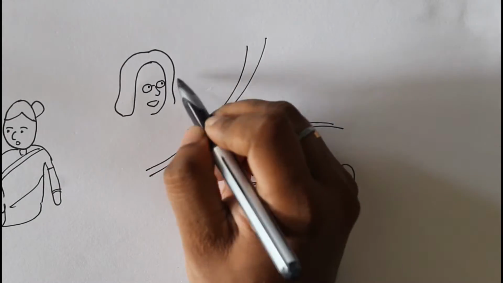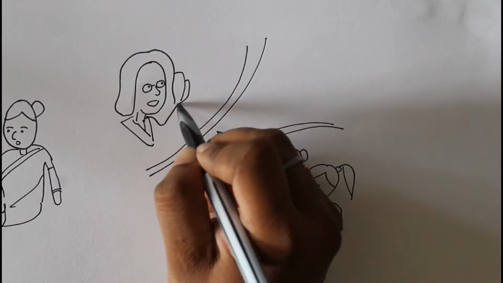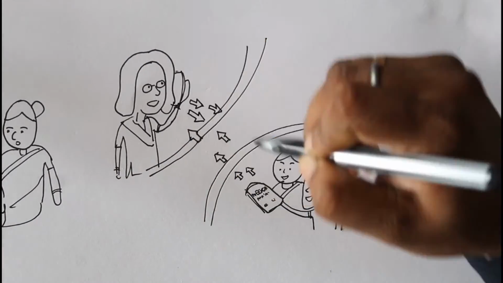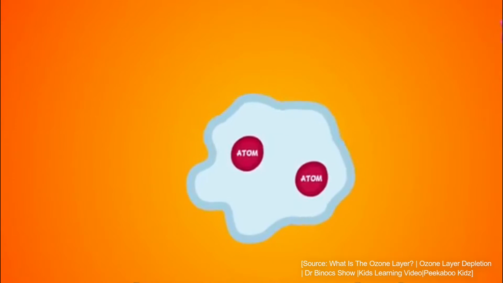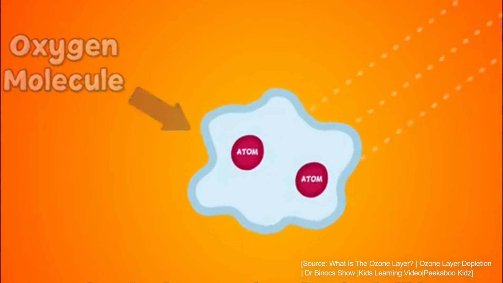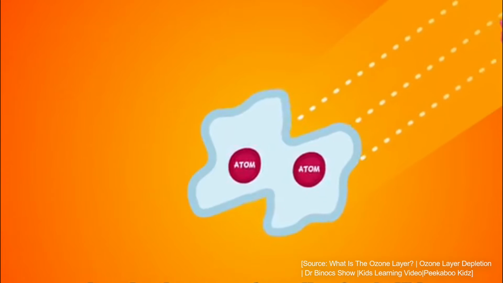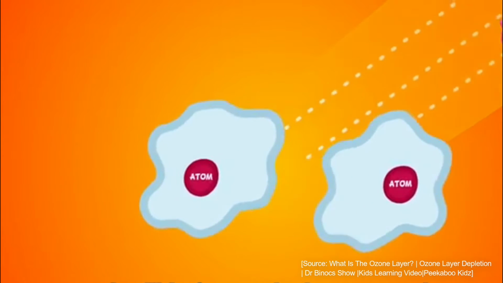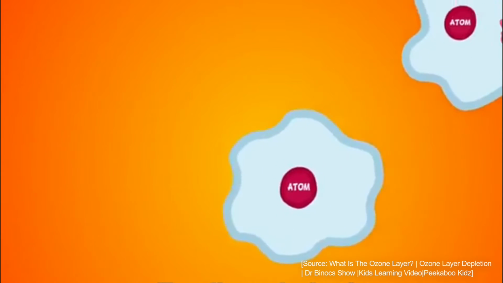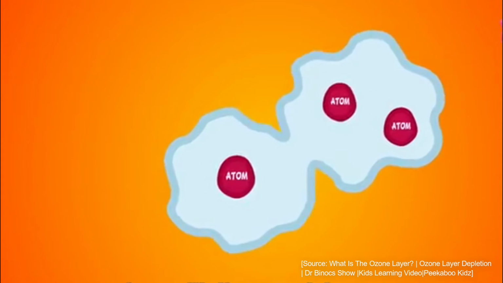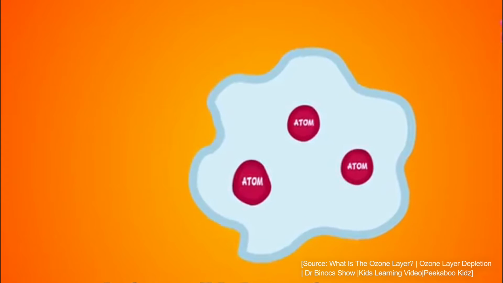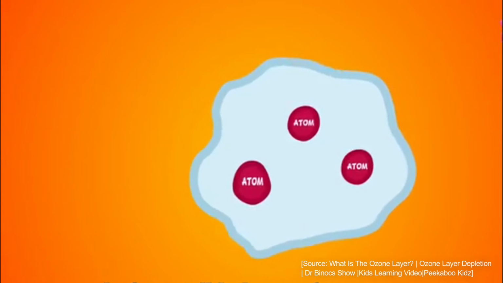Okay, but before I answer that query, tell me, what is the chemical formula of oxygen? It's O2, isn't it? That's correct. And did you know that when ultraviolet radiation from the sun tries to enter into the atmosphere, the O2 molecule breaks into oxygen atoms which further combine with oxygen molecules and form ozone, O3. Did you get it? Got it.